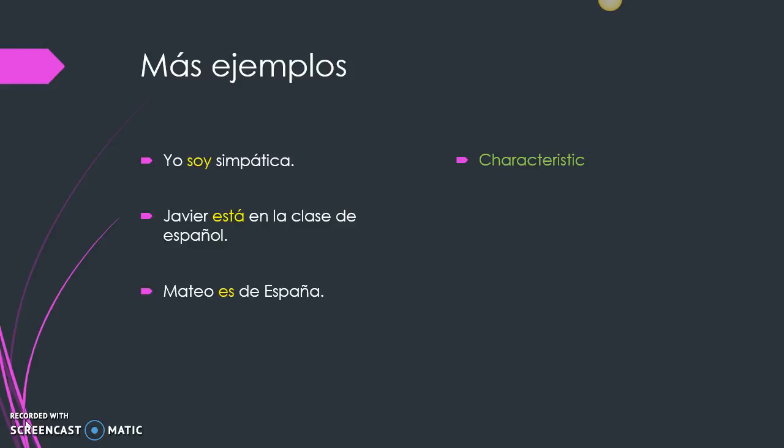Javier está en la clase de español is Javier is in the Spanish class. This sentence uses the verb estar because Javier is in the Spanish class describes a position or temporary location. Mateo es de España is Mateo is from Spain. This sentence uses the verb ser because Mateo is from Spain is describing Mateo's origin or where he originates from.